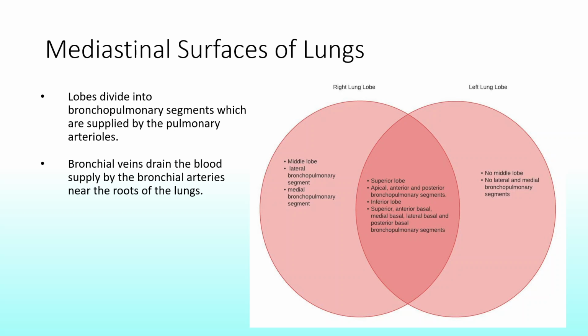So let's continue with our lungs. The lobes further divide into bronchopulmonary segments, which are supplied by the pulmonary arterioles. The bronchial veins drain the blood supplied by the bronchial arteries near the roots of the lung. As you can see here, we have the right and the left lung lobes, and the right lung consists of the middle lobe, which includes the lateral bronchopulmonary segment, and then the medial bronchopulmonary segment as well.